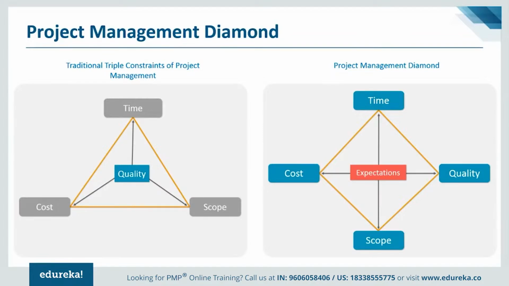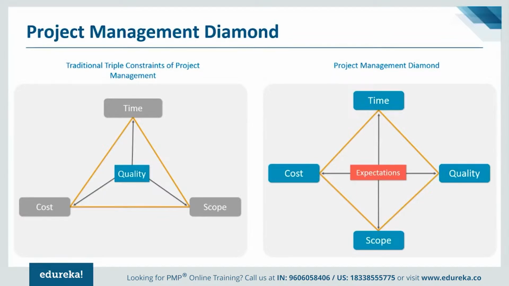So if there is a change in time or schedule, obviously at least one other constraint of the project will get affected. Your cost might go up because you will have to put in more people, or your quality will get affected because now you have less time to deliver more, or you will not be able to complete all the scope which is agreed with your customer. So a constraint is nothing but if one constraint changes, then at least one other will get affected.